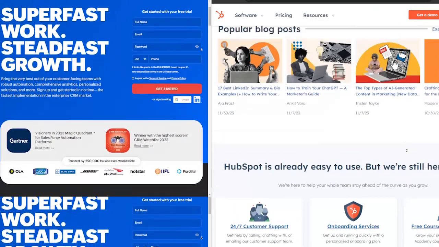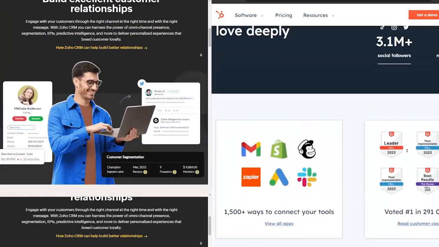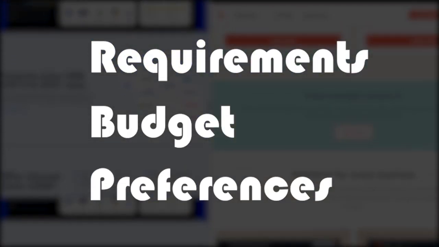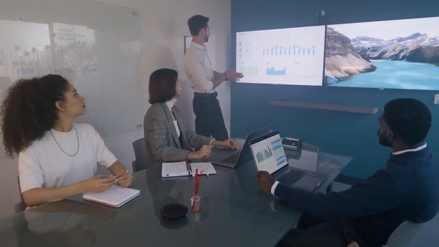In conclusion, both HubSpot and Zoho have their strengths and weaknesses, and the choice between them depends on your business's specific requirements, budget, and preferences. I hope this comprehensive comparison helps you make an informed decision.